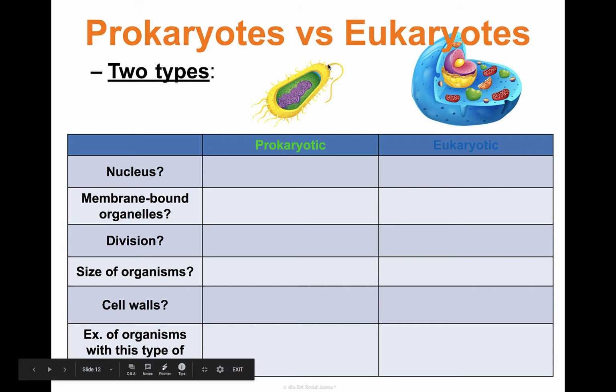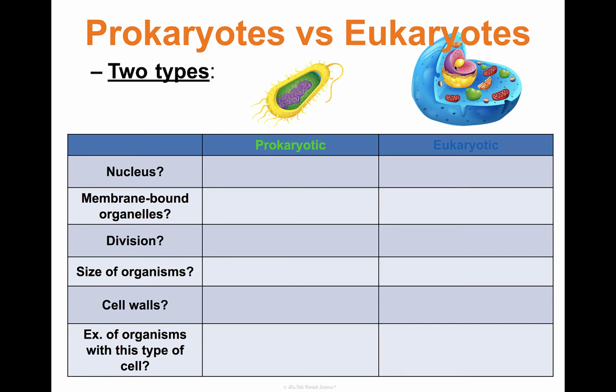So if you look at this bacterial cell right here, you can see this purple stuff, which is supposed to be the DNA, is just free floating within the cytoplasm. This DNA is not located within a nucleus. That is different than plant and animal cells.